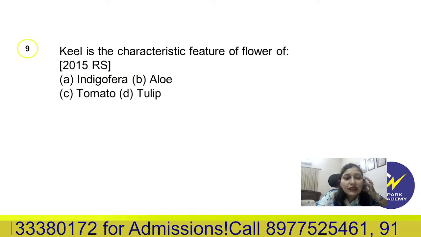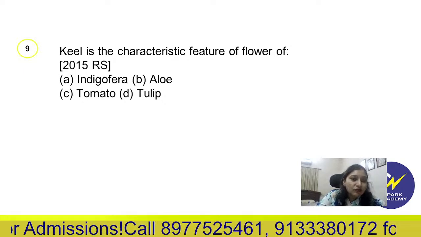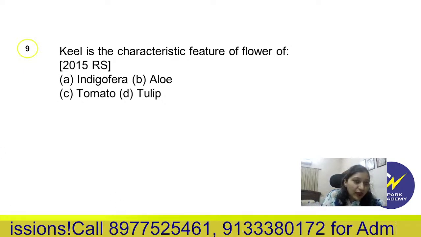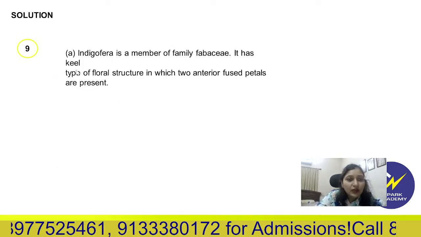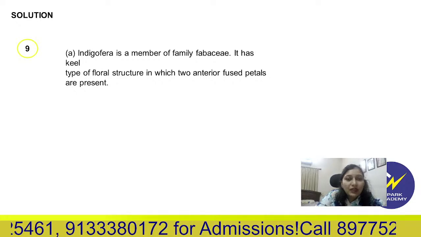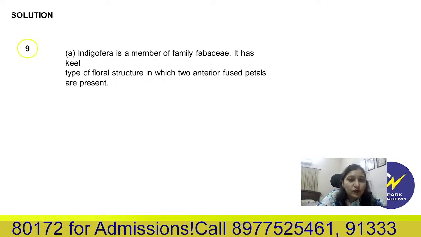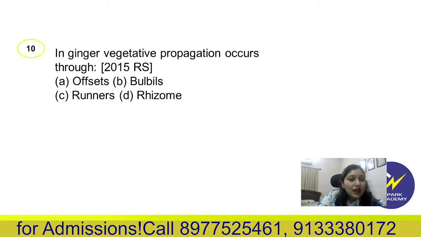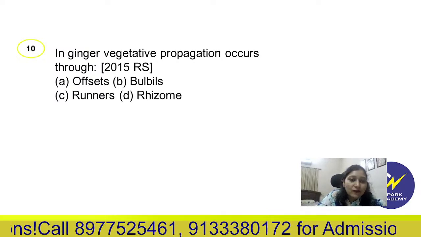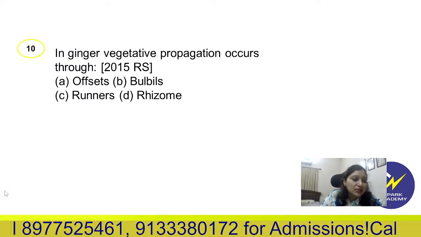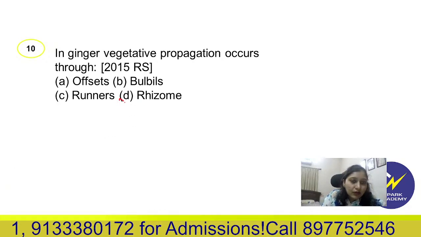Then keel is characteristic feature of flower of indigofera. Flower of indigofera, a member of family Fabaceae, so that's why it has keels, 5 petals arrangements, vexillary arrangement, estivation. Then in ginger, vegetative propagation occurs through offset, bulbils, runners or rhizome. In ginger, it is through rhizome.